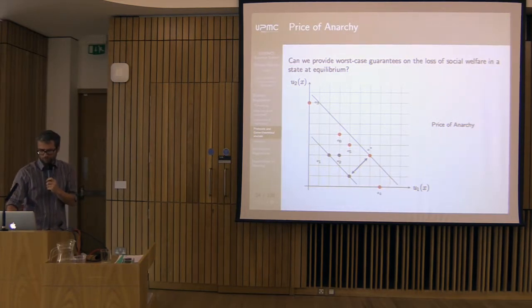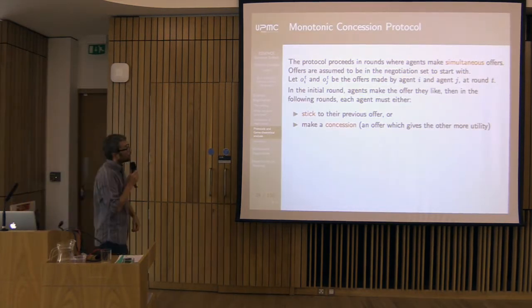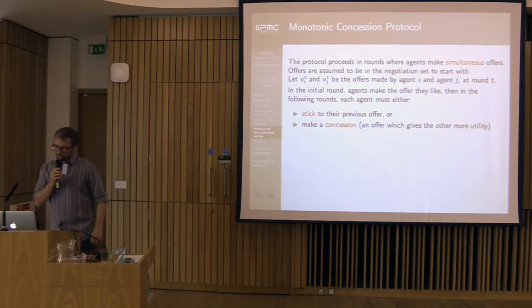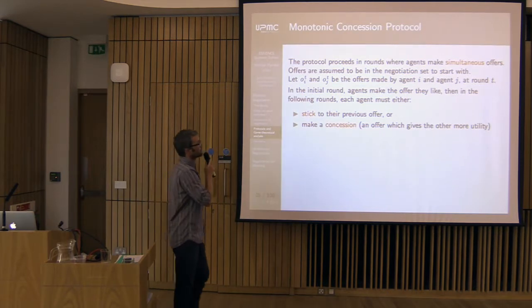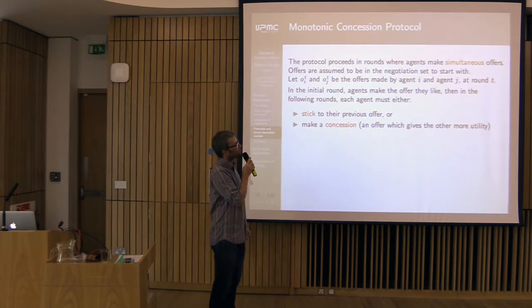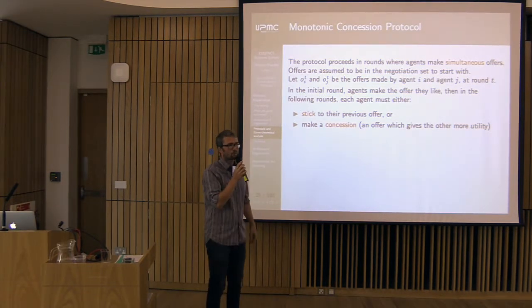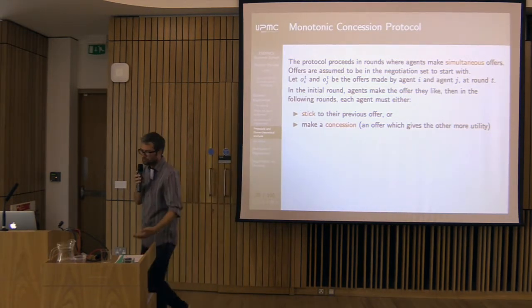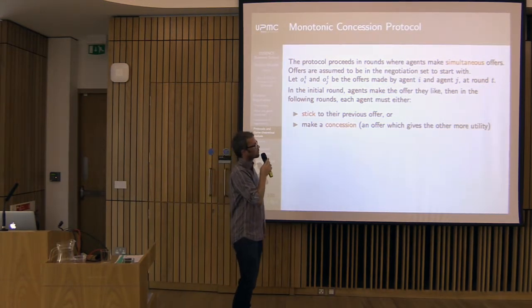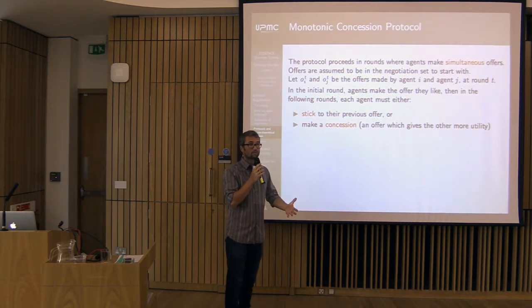Price of anarchy, I will also illustrate this. Okay, the most basic protocol that I will illustrate today is the monotonic concession protocol that you would find in most handbooks on negotiation. It's a very simple protocol which is based on simultaneous offers. So it will go round by round. Agents will make offers simultaneously.